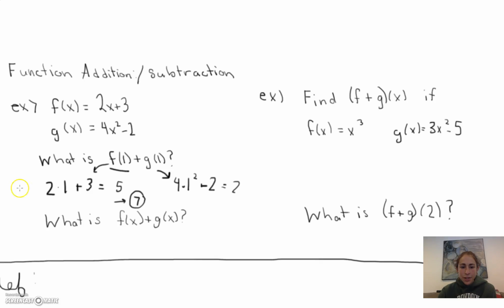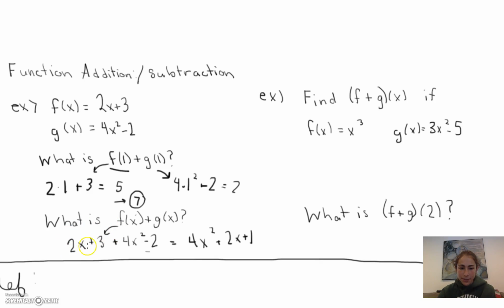Now, f of x plus g of x, this one's even easier because we're not plugging anything in for x, we're just leaving it as x. So here's f of x, 2x plus 3. And g of x is 4x squared minus 2. So maybe we want to rearrange things, combine like terms. So we get 4x squared plus 2x plus 1. So this is adding functions. We've added the function f of x plus g of x.